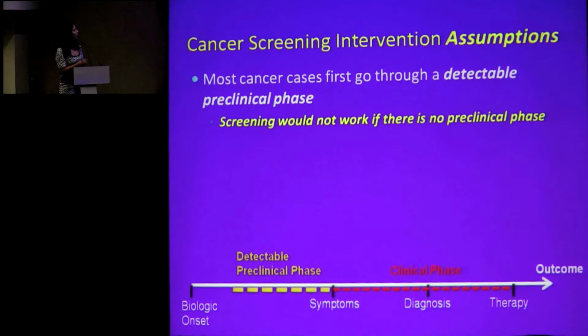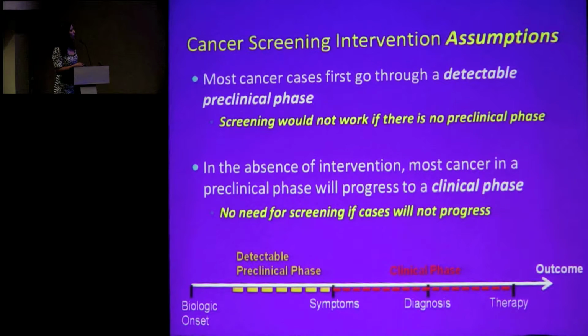So it's important to highlight that most cancers first go through a detectable preclinical phase; screening would not work if there was no such phase. In the absence of intervention, most cancers in a preclinical phase will progress to a clinical phase, but there would be no need for screening if cases would not progress to advanced disease. So this is the point where we want to be able to apply the screening intervention.